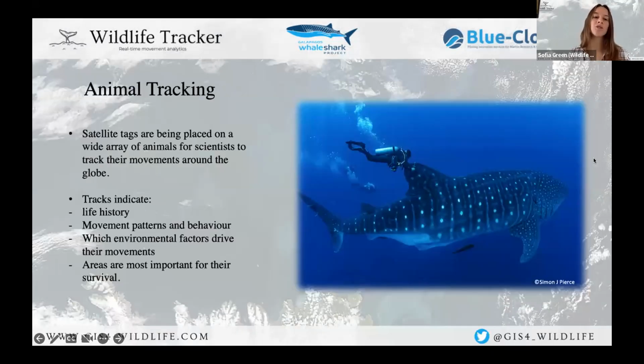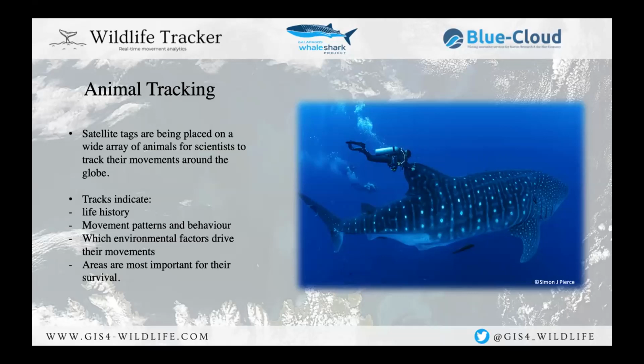Animals are being tracked through telemetry or satellite tagged all around the world, both terrestrial and marine. We need to do this to be able to better understand these animals, to be able to protect them. Tracks indicate the life history and the movement patterns of animals, and what is driving their movements, which we need to understand to be able to protect them for their survival.